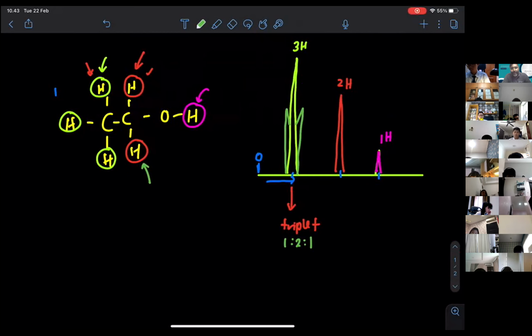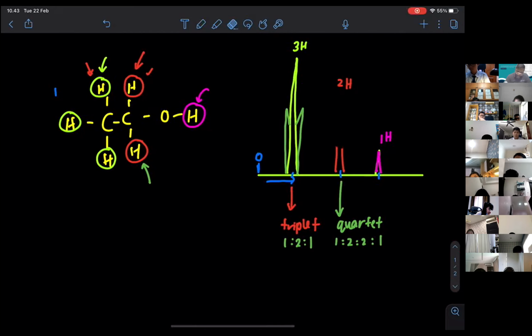So let's look at the red color hydrogen. It has neighboring hydrogens; there are 3, so 3 plus 1 is 4. So they are supposed to give you a quartet. A quartet follows 1, 2, 2, 1. You can refer to your textbook. So how does it look? I have to erase a bit. It will look like this: 1, 2, 2, 1. That is how it looks.